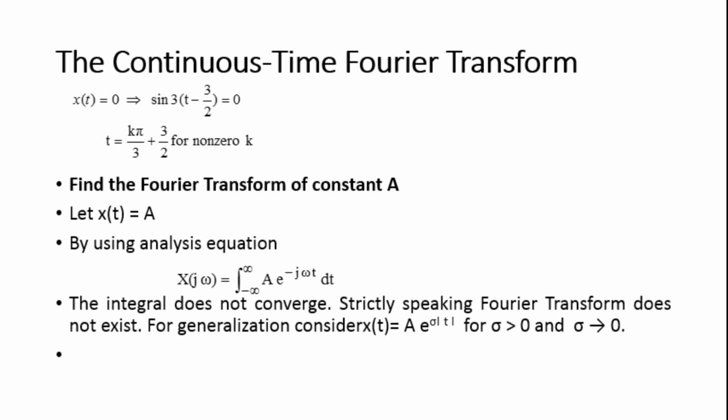Then find the Fourier transform of constant a. Let x of t is equal to a. By using the analysis equation, x of j omega is equal to integration minus infinity to infinity a into e power minus j omega t into dt. The integral does not converge. Strictly speaking, the Fourier transform does not exist. For generalization, consider x of t is equal to a into e power minus sigma mod t, for sigma greater than 0 and sigma tends to 0.